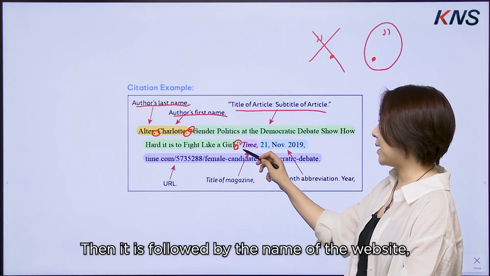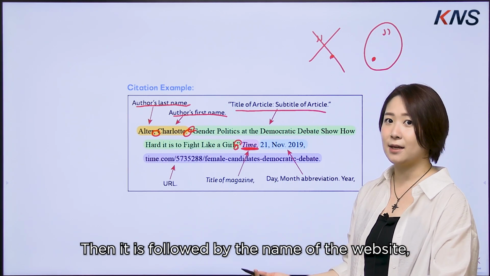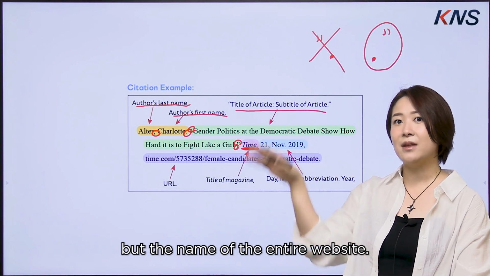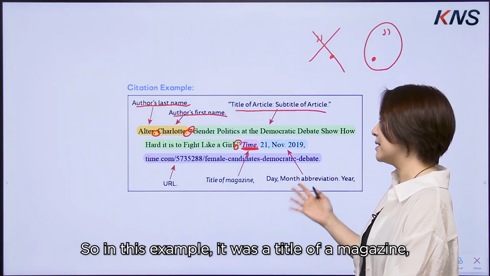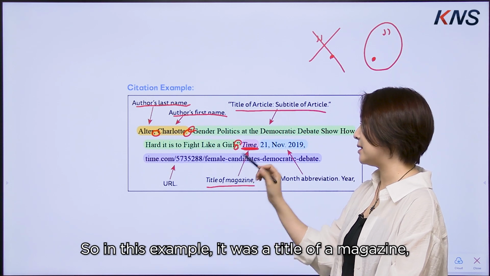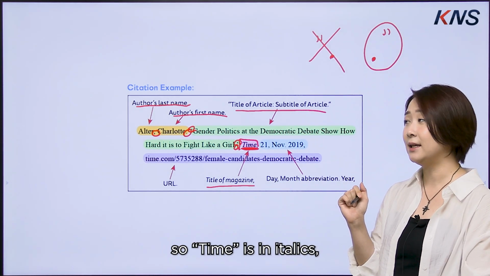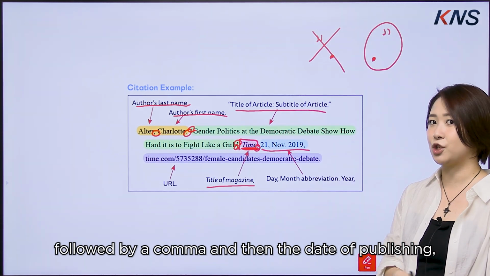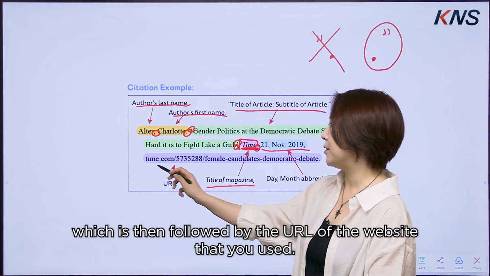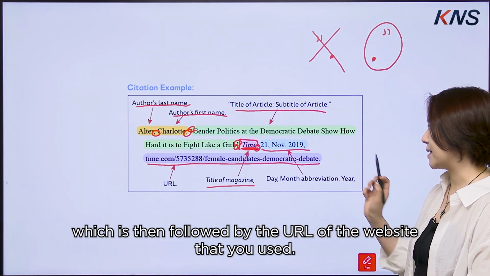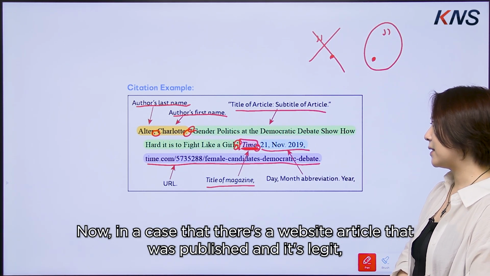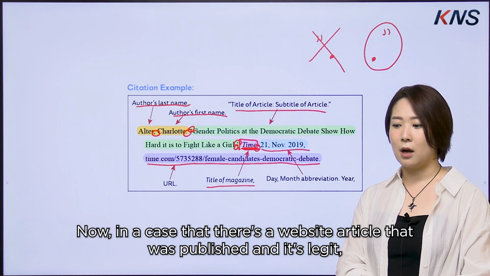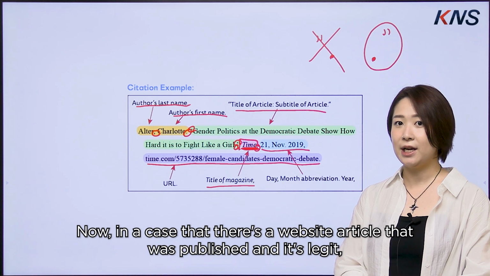Then it is followed by the name of the website. So not just the name of the page that you're on, like the article, but the name of the entire website. In this example, it was the title of a magazine, so Time is in italics, followed by a comma and then the date of publishing, which is then followed by the URL of the website that you used.